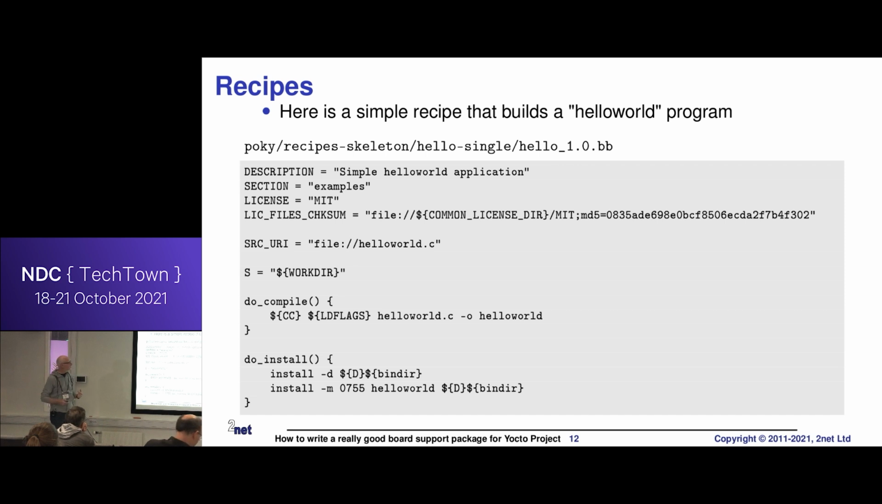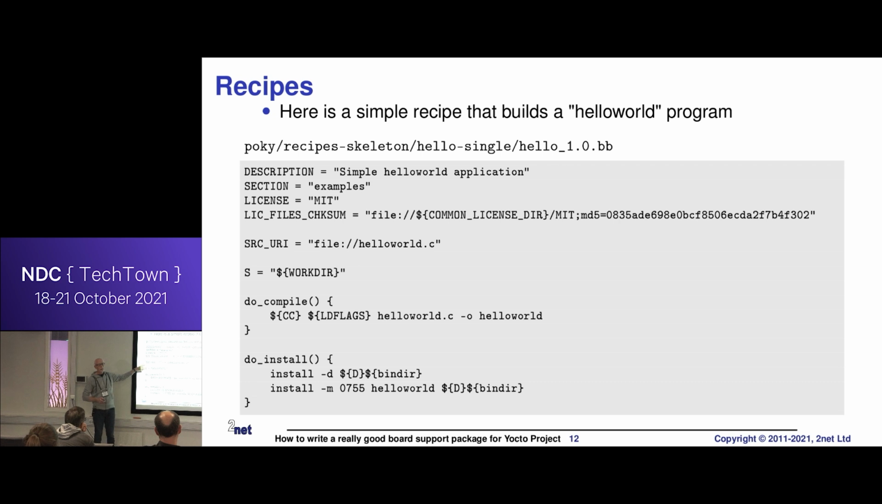Licenses are very important. Not only must you say that it's an MIT license, you must also give a pointer to the file or a file that contains the text of that license. And we also have an MD5 hash of that file just to make sure that nobody has gone and changed the license when you weren't looking. So licenses are important.